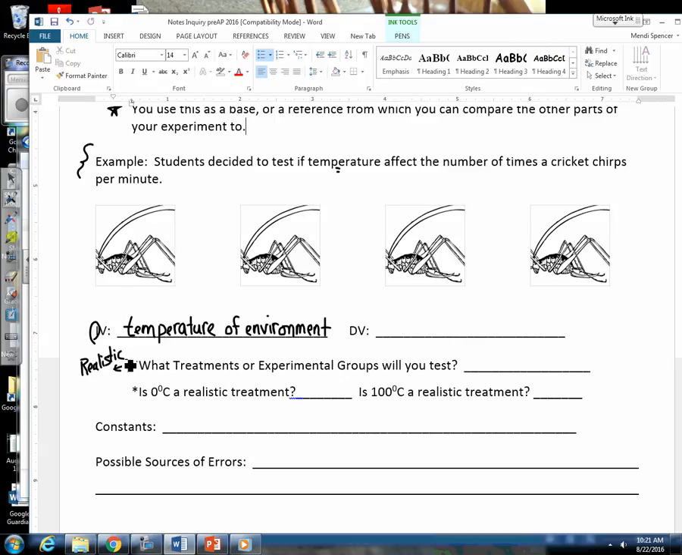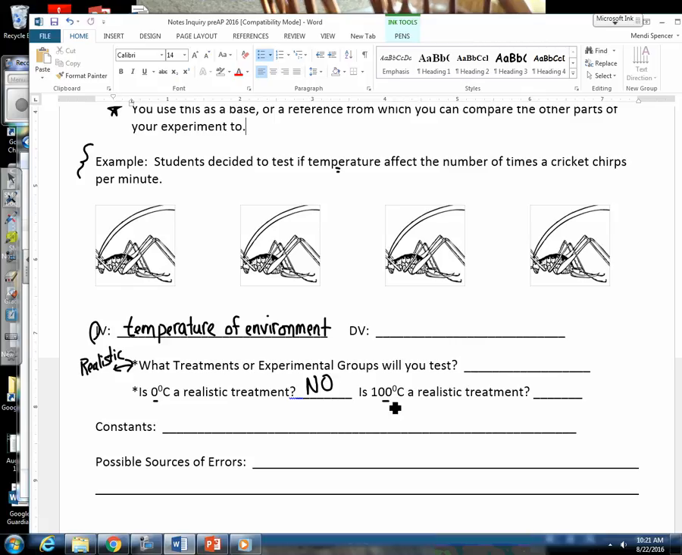Let's review a little bit about Celsius, since most of the time when we're dealing with temperature, we're going to be dealing with Celsius in science class. Remember we said that 0 in degrees Celsius is the freezing point of water. So would it be reasonable to set up a cricket and put them in 0 degrees Celsius? Well, you're going to kill your cricket. You're going to freeze it. There's no way to count the number of times they're chirping if they're dead. So we would not set up a cricket at 0 degrees Celsius. So no, that's not a realistic treatment for this type of experiment.